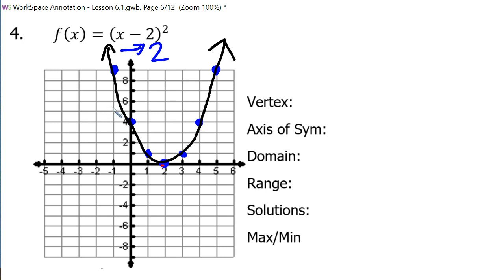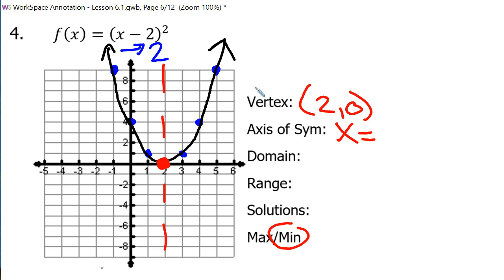What is the vertex as an ordered pair? 2, 0. Is it the highest point on the parabola or the lowest point? If it's the lowest point, is it the maximum or minimum? Minimum. The axis of symmetry has to go through that middle point. So what's the equation for that line? X equals 2.